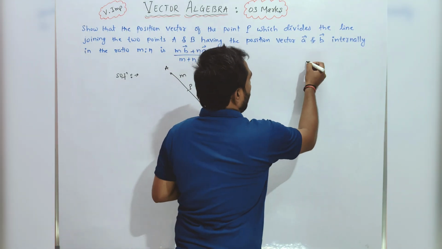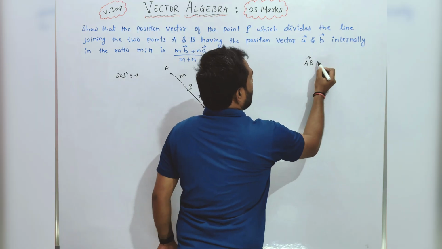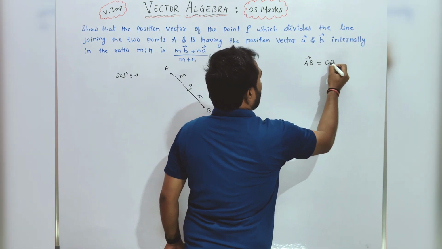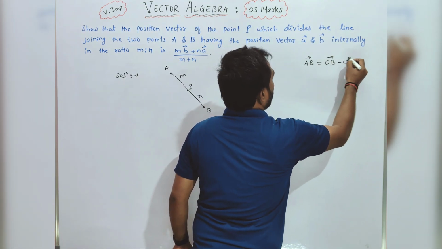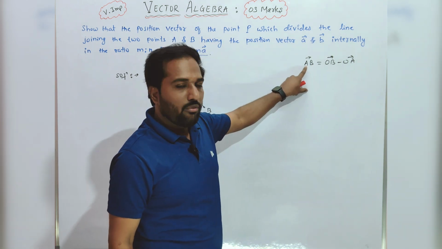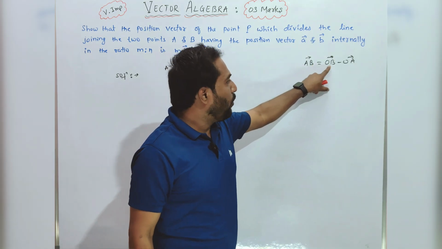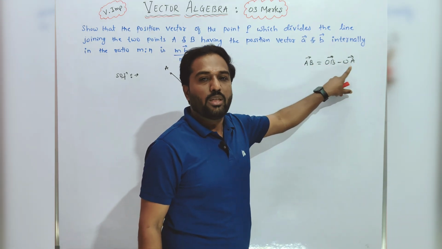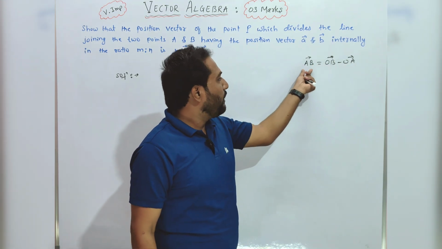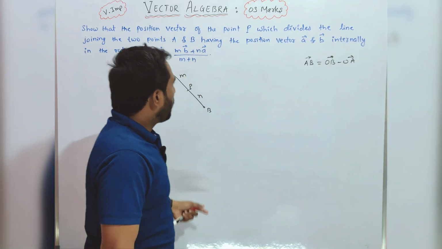If two vectors are said to be position vectors, then vector AB is mathematically written as OB minus OA: second vector minus first vector. If you want to find AB when OB and OA are given, that is when position vectors of A and B are given, and you need to find vector AB, this is the formula.